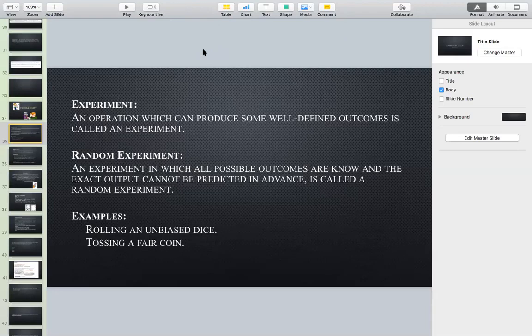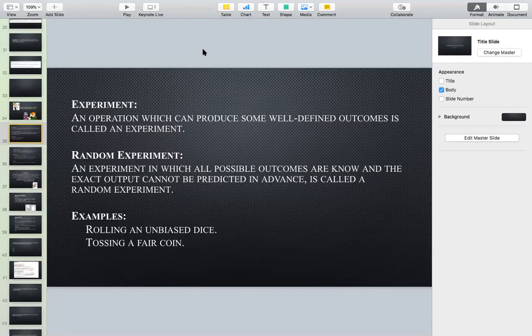Okay, a random experiment. A random experiment is an experiment in which all possible outcomes are known and the exact output cannot be predicted in advance. So in probability, we always deal with random experiments. The questions which you're going to get in your aptitude test will always include random experimental events, where the outcome cannot be decided beforehand. You know all the possible outcomes, but you don't know which outcome has more chances of coming.